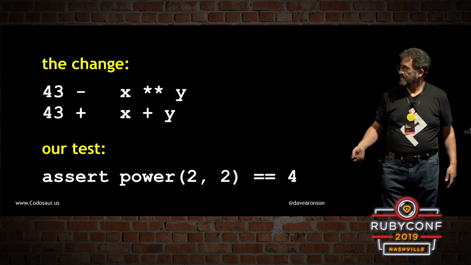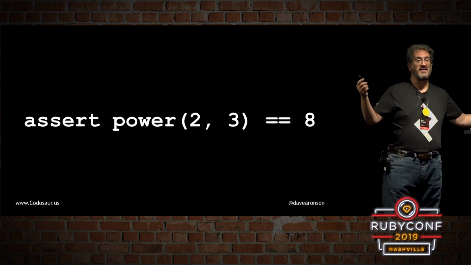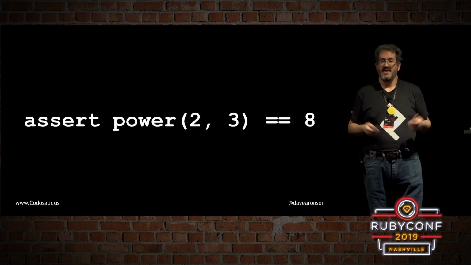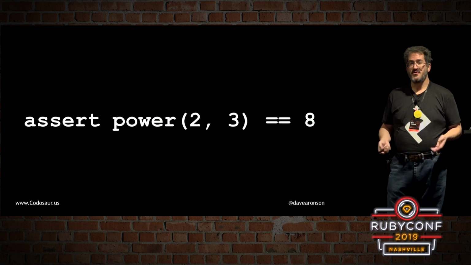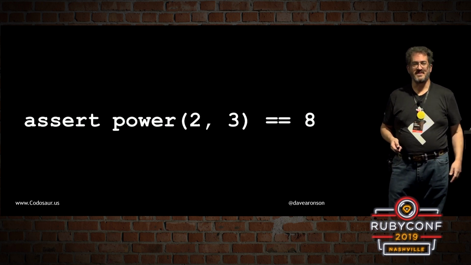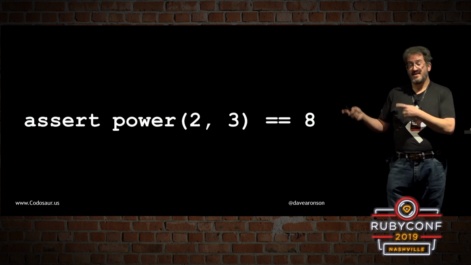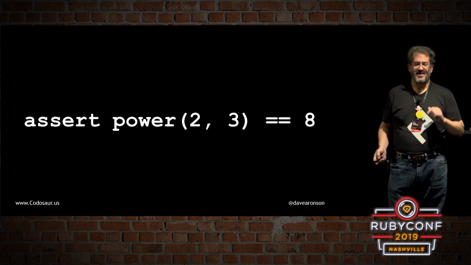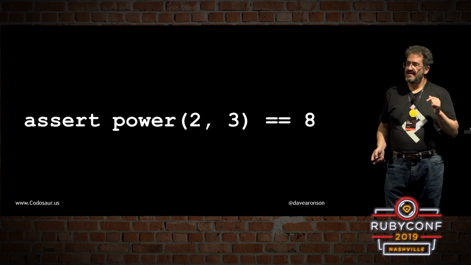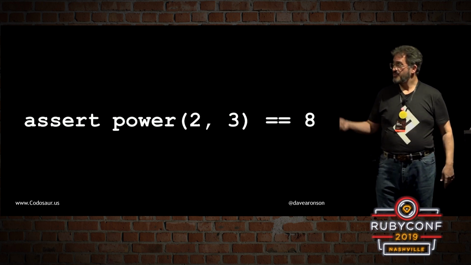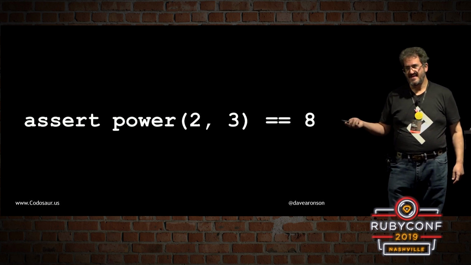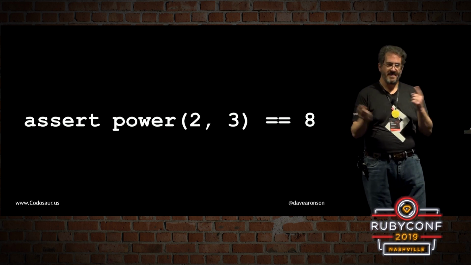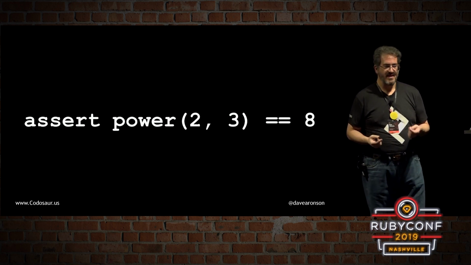For instance, we could add or change the test to say this, that 2 to the third is 8. 2 plus 3 is 5, which is not 8, so that kills the plus mutant. 2 times 3 is 6, which is also not 8, so it also happens to kill the times mutant. And 3 squared is 9, again, not 8, so it kills the argument swapping mutants as well.